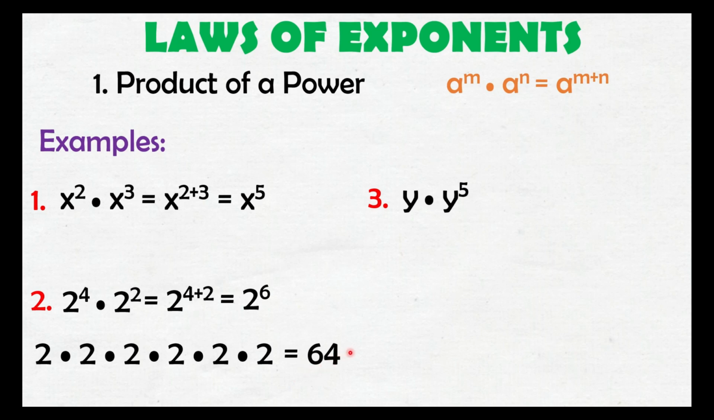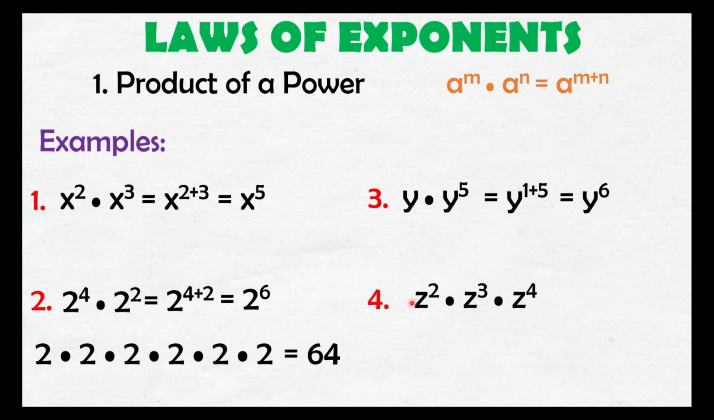Example number 3, y times y raised to 5. So, dito, wala tayong nakikitang exponent sa expression na y, kasi yung exponent nito ay invisible 1. So, tandaan, kapag wala tayong nakikitang exponent, automatic yung exponent niyan ay 1. So, gagawin natin, exponent ng unang expression, 1, tapos plus dun sa exponent ng pangalawang expression natin. So, 1 plus 5, that is 6. So, we have y raised to 6 power.